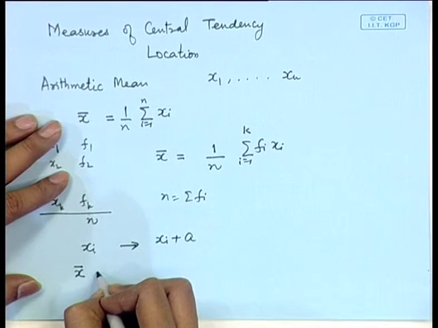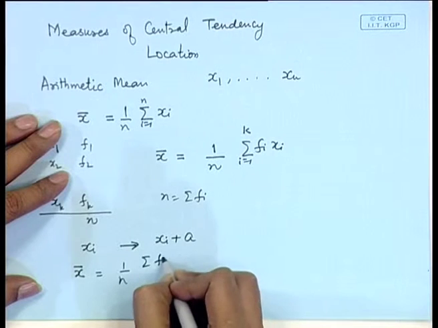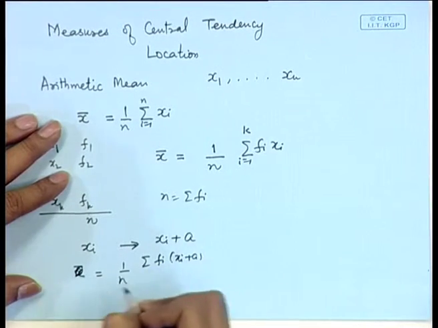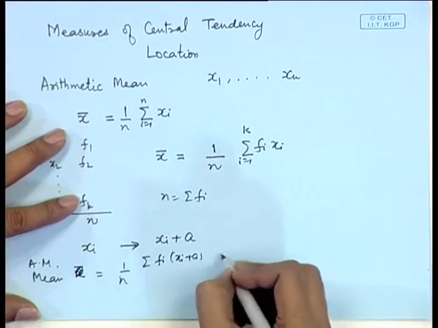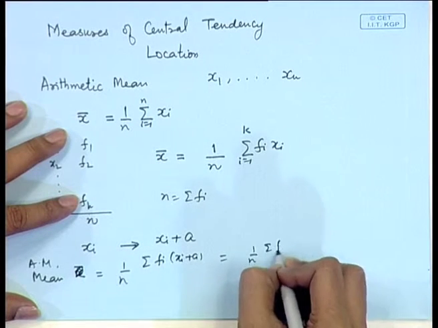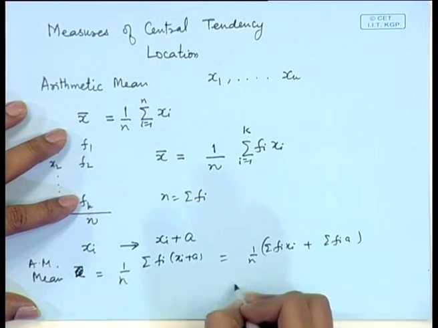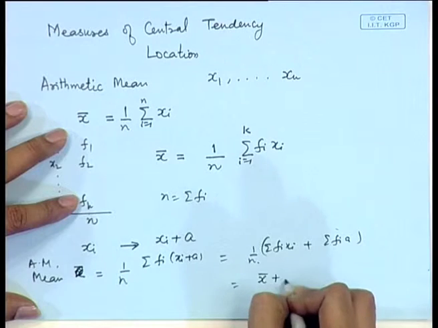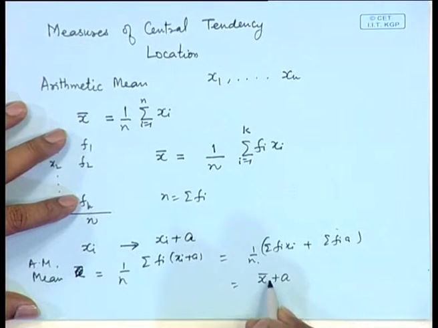So, x bar will become, let me look at this formula, 1 by n sigma f i times x i plus a, that means the mean of this. So, this is equal to 1 by n sigma f i x i plus sigma f i a. Now, sigma f i is n. So, this n cancels out and you are left with x bar plus a. That means, if each observation is shifted by a certain value, then the mean is also shifted by that value.